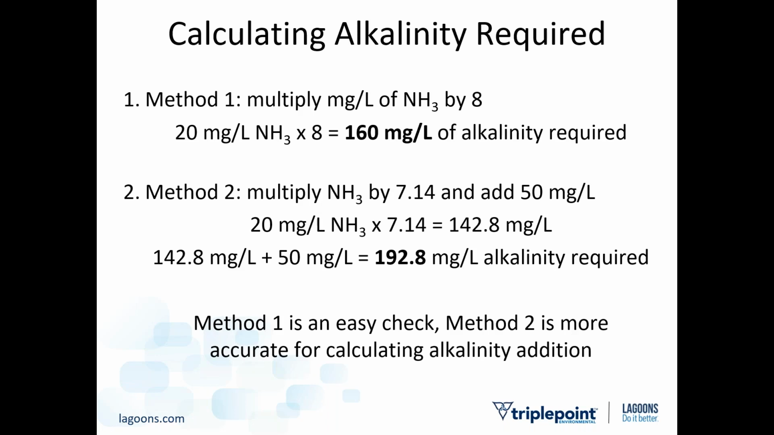Again, we're removing the same 20 milligrams per liter of ammonia, but this calculation gives us a higher number. This has a higher factor of safety and a little bit more detail. So if you're trying to do detailed calculations, if you're close to the wire, or you're trying to estimate how much alkalinity addition you need to add, calculation method 2 is what you want for greater accuracy.